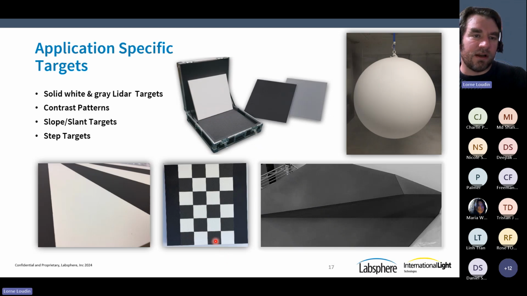And so targets can be... just one second, please.